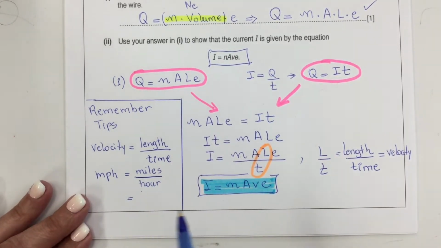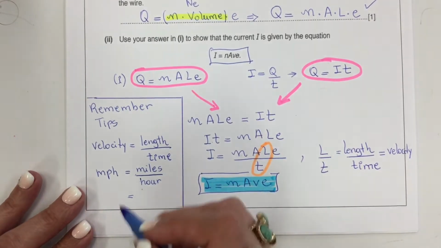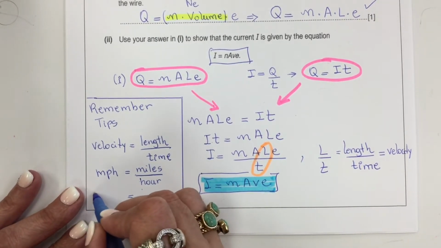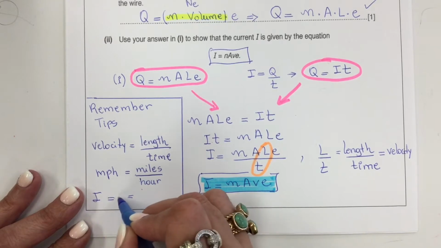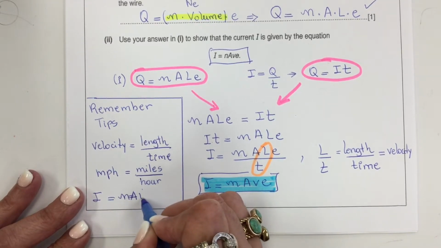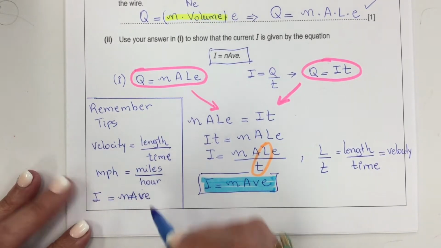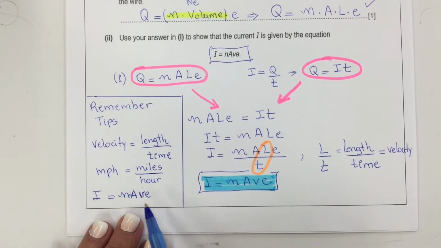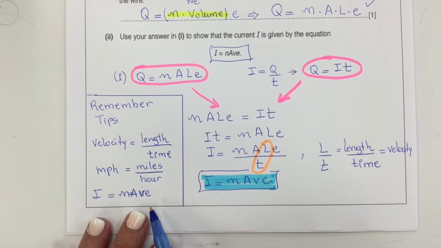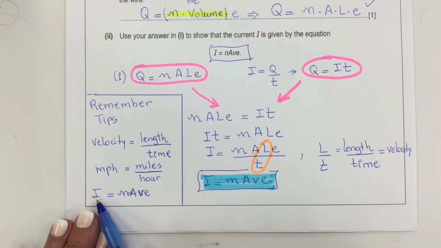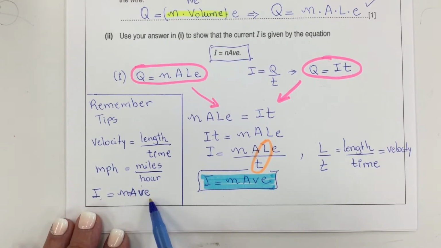Another tip to remember this formula is I is equal to NAVE, so just remember Navy. When the charge is an electron, it works really well. I, current, is equal to NAVE.